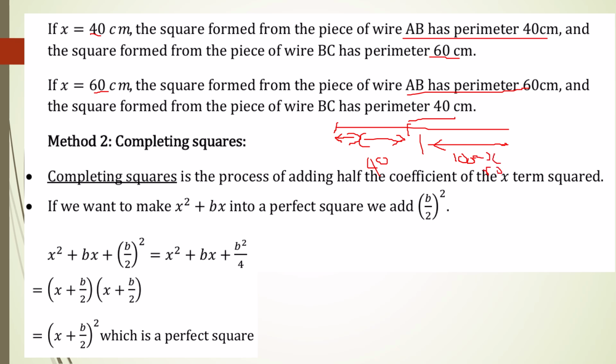So you're saying that if the perimeter of the first square is 40, then the perimeter of the second square is going to be 60. But if the value of x is 60, then the perimeter of the second square is going to be 40 centimeters. This is what this conclusion is all about. I hope you have understood that.